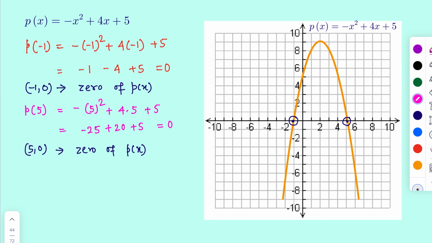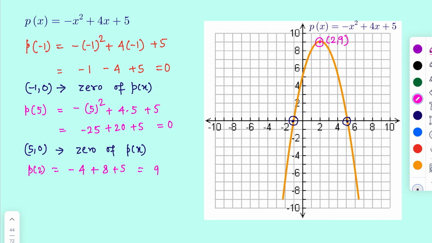Similarly, if we take p of 2 here, p of 2 will be equal to minus 4 plus 8 plus 5, that is equal to plus 9. Minus 4 plus 13, that is plus 9. The point is this one. This is 2 and 9. This is the vertex of the parabola.